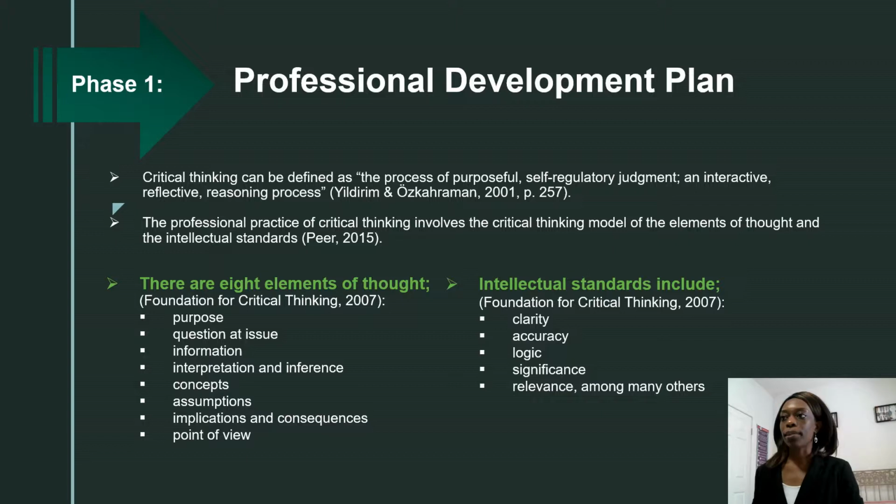There are 8 elements of thought, and these include purpose, question at the issue, information, interpretation and inference, concepts, assumptions, implications, and consequences, as well as a point of view. And when you look at intellectual standards, these include clarity, accuracy, logic, significance, relevance, among many others.